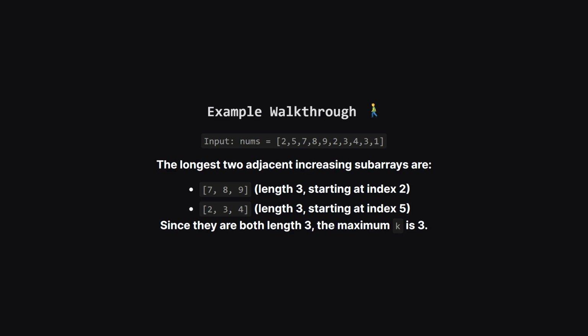Let's look at this example. We have a list of numbers. If we scan through it, we can spot a few increasing sequences. For instance, there's 2, 5, 7, 8, 9. That's a nice long one. Then the sequence breaks, and a new one starts. 2, 3, 4. The first subarray, 7, 8, 9, has a length of 3. And the second one right after the break, 2, 3, 4, also has a length of 3. They're not perfectly adjacent, but they're formed by consecutive increasing runs. The problem allows for this. Since we found two such runs of length 3, our answer is 3.